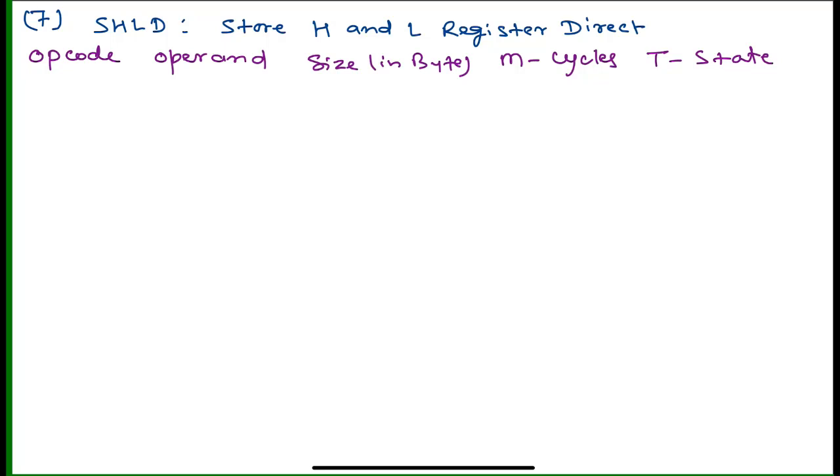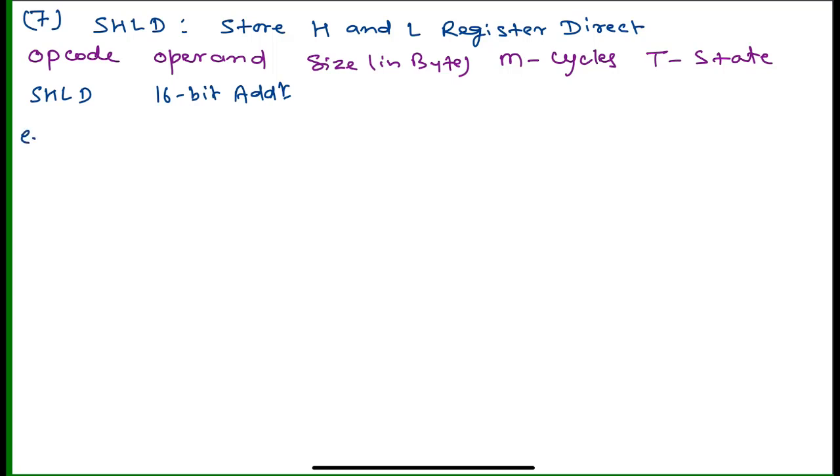So in this video, I'm going to explain the next instruction, which is called SHLD. The name of this instruction is Store H and L register direct. Its opcode will be SHLD, and its operand will be a 16-bit address. Now we need to find out its size in terms of bytes.